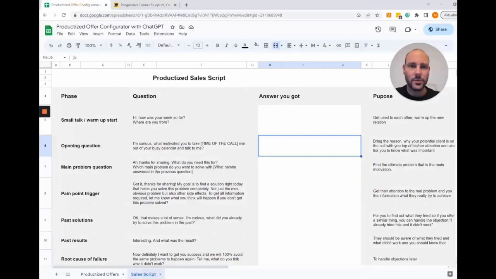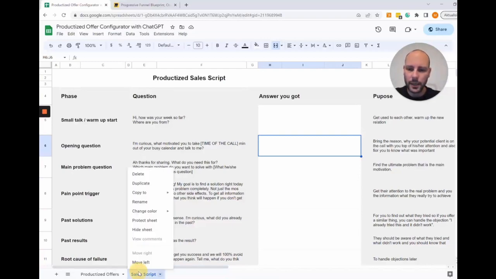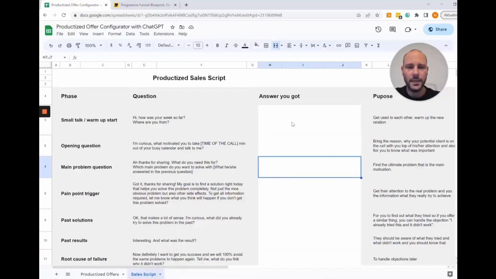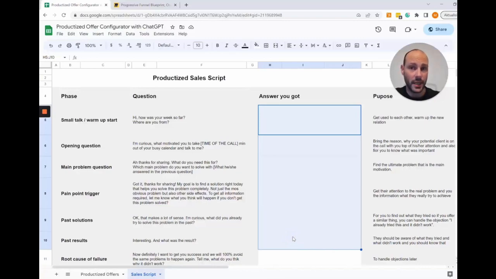So let's go into the sales script and I will quickly walk you through that. When you use that in real calls, I recommend either duplicating this whole sheet, or when you don't have so many calls yet, then you can simply duplicate this tab and just name it by your client. Then here you should fill in the answers you got from your client. And this whole sales process will help you sell without being salesy. It is kind of an interview that brings all the things to the attention of your potential client that he or she needs to understand and be aware of in order to make a decision to work with you.